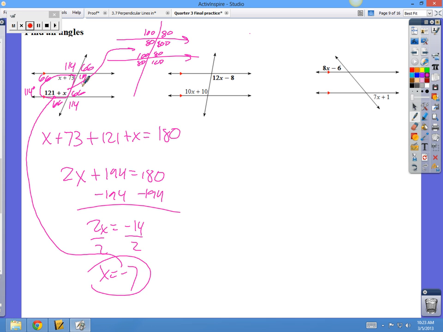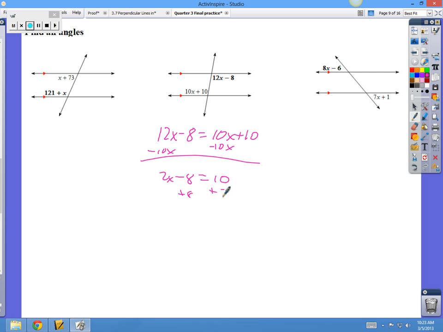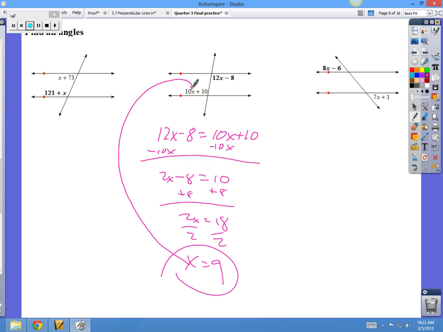So the question is, are they supplementary or are they congruent? Number 2 is one that is congruent. If it's congruent, you got 12x minus 8 is equal to 10x plus 10. And then if they're equal, just do the equation, solve for x. Minus 10x, minus 10x. 2x minus 8 equals 10. Plus 8, plus 8. 2x equals 18. Divide by 2, divide by 2. X is 9.